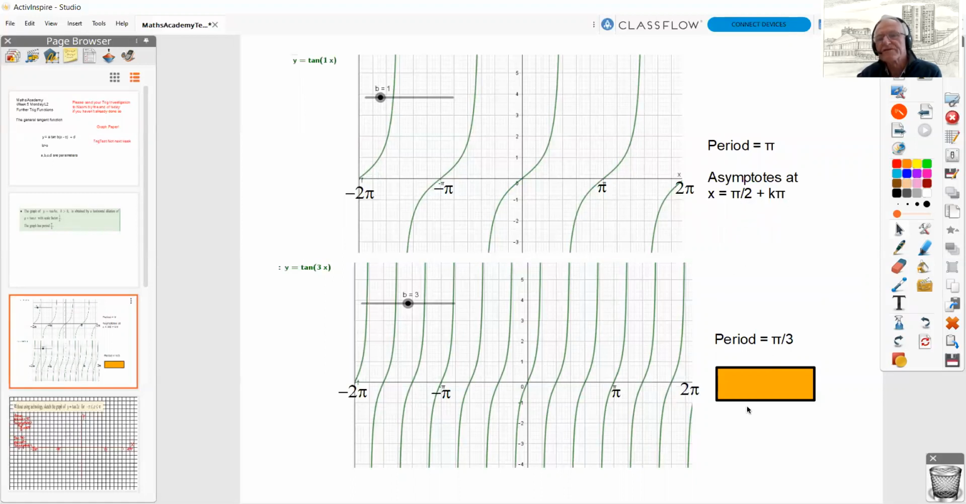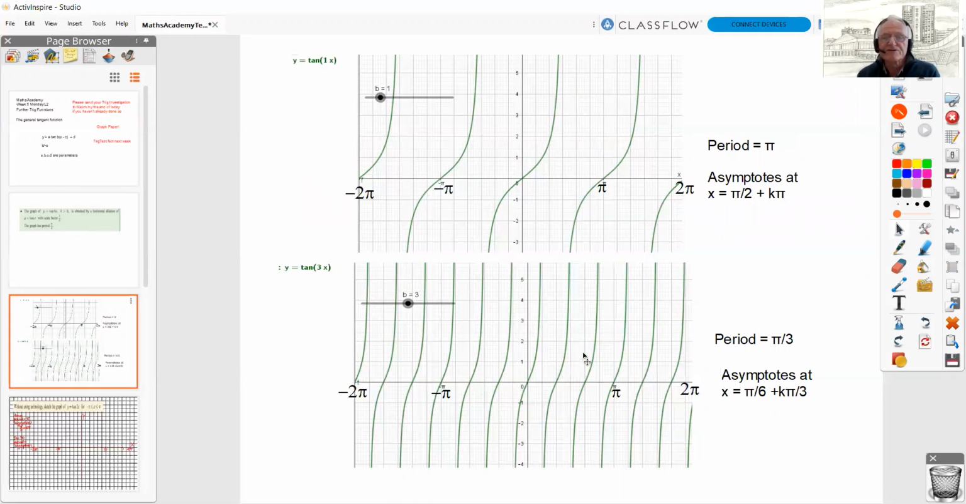Pi on 2 divided by 3 is pi on 6. And then it's k lots of the period, which now is pi on 3. So you can see the first one here is at pi on 6. I've done my usual thing of having one square is pi on 6, yeah? So there's the first asymptote. Next one is here, which is pi on 3 along, 2 squares. And then another 2 squares, another 2 squares, another 2 squares, okay?